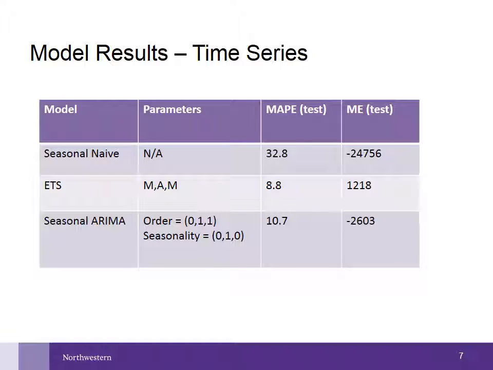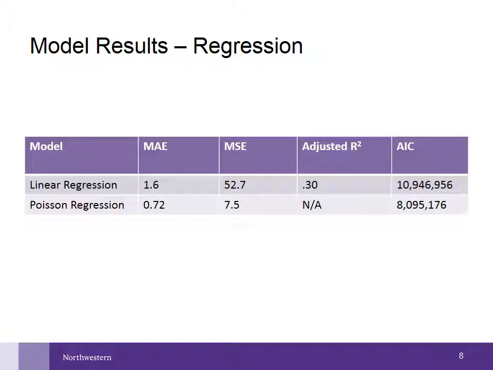In addition, the seasonal ARIMA model also performed better than the seasonal naive, which makes sense, but not as good as the ETS model. Looking at the regression results, the Poisson regression really outperformed the linear regression against the test set with a mean average error of only 0.72.